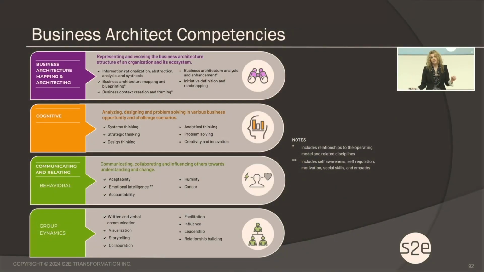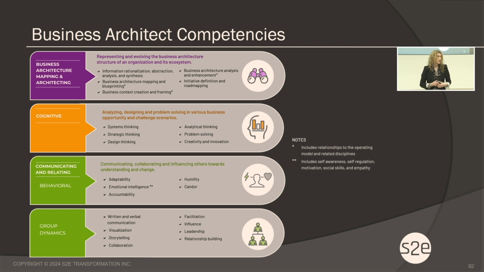Just to take a closer look at business architect competencies, in the mapping thought processes you can see the ability to see patterns, to rationalize, abstract, and analyze information, to create context no matter what it is that we're doing, and to define initiatives and do road mapping. All those things fit in the mapping category. Cognitive competencies apply to many roles, but certainly this one. Things like systems thinking, design thinking, problem solving, creativity, and innovation.